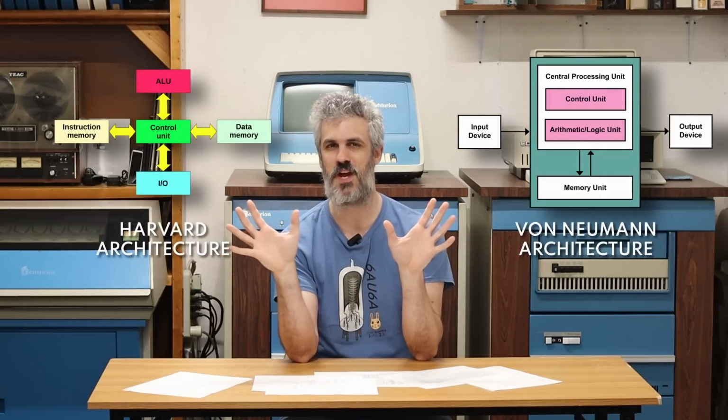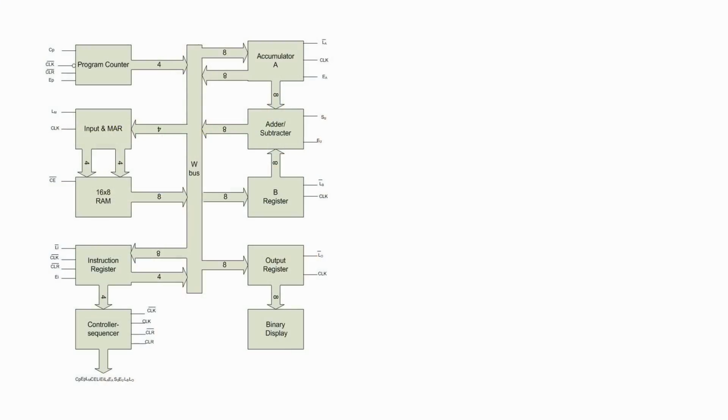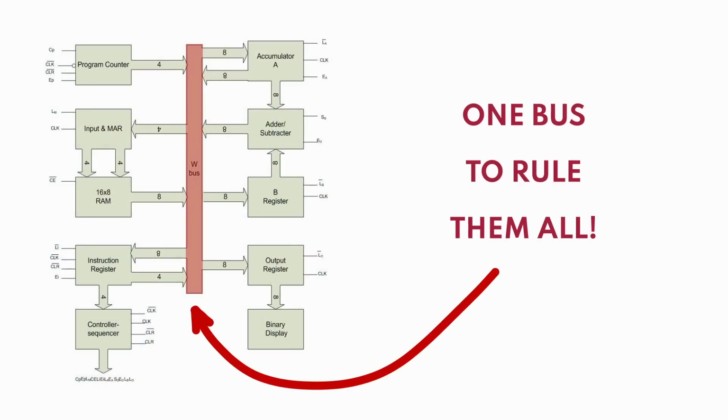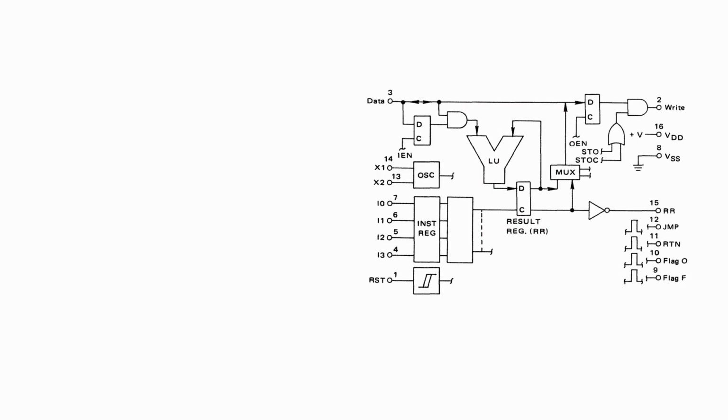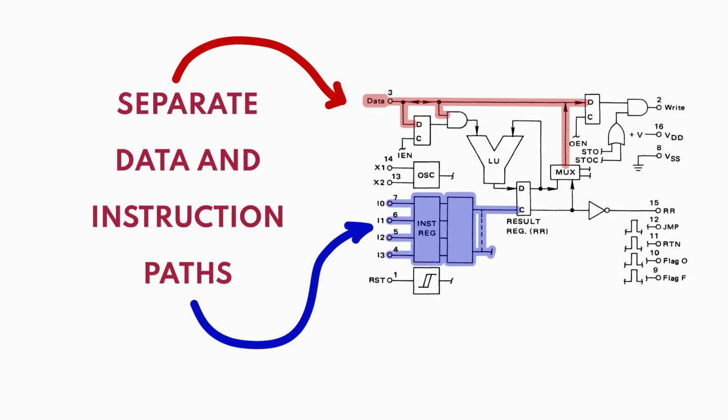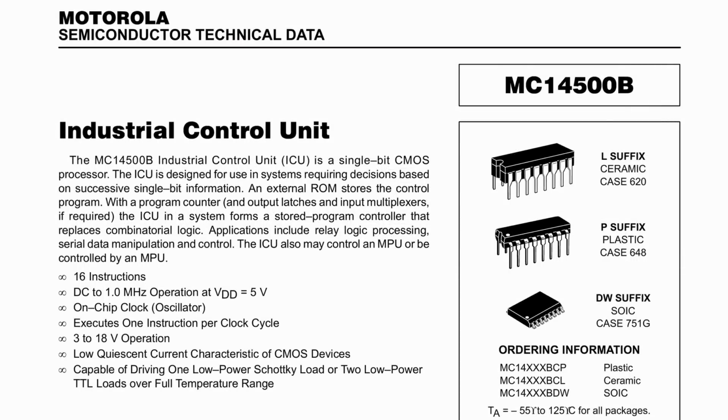Now I'm going to boil this down dramatically here, but a von Neumann architecture uses a universal bus for both the data path and the instruction path. But in a Harvard architecture, the instruction path and the data path are separate. That means that an instruction can be a different size than the data that's being worked on.